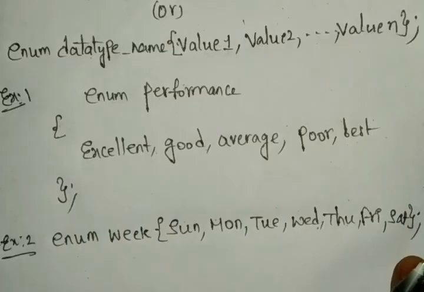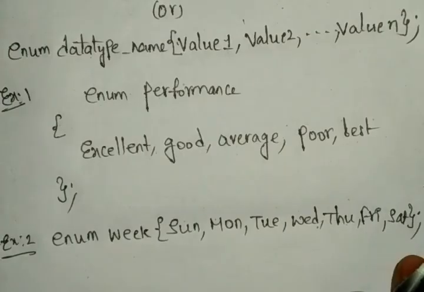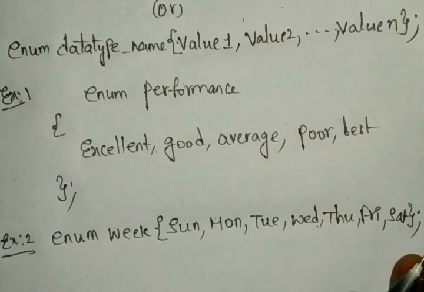Not only for the performance, in the week any examples you can choose. If you need to know what day we have at present in a week, today, then it can be chosen as whatever you have as the present day. Like that we can use our enumerated data type.